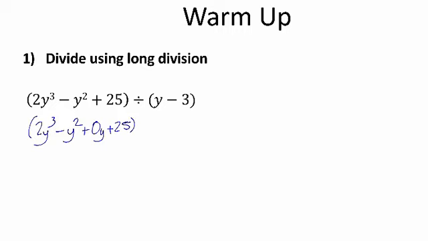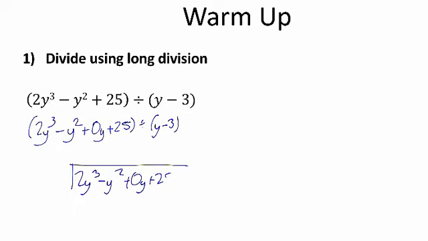So again, make sure you're counting down from your highest exponent down to your lowest. So from the third in this case, to the second, to the first, to the nothing. And we're dividing that by y minus 3. All right, so setting this up as a long division problem, we're going to do our dividend 2y to the third minus y squared plus 0y plus 25 dividing by y minus 3.